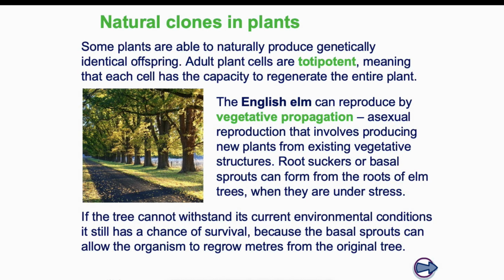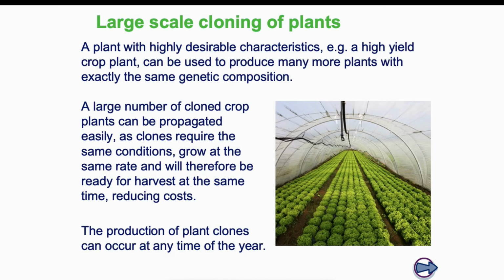Natural clones in plants. Some plants are able to naturally produce genetically identical offspring, and the adult plant cells are called totipotent. That means that each cell has the capacity to regenerate the entire plant. The English elm can reproduce by vegetative propagation, a sexual reproduction that involves producing new plants from existing vegetative structure. If a tree cannot withstand its current environmental conditions, it still has a chance of survival because the basal sprouts can allow the organism to regrow from the original tree.